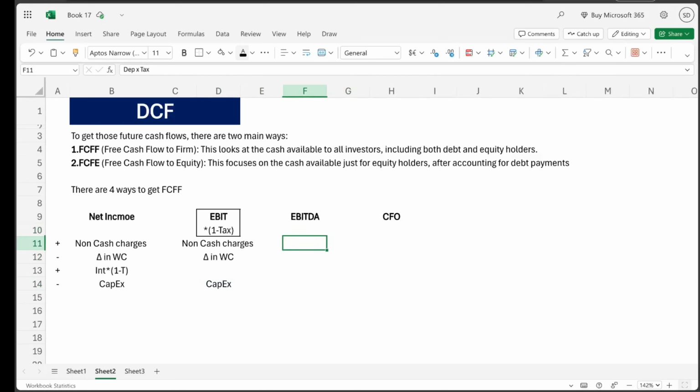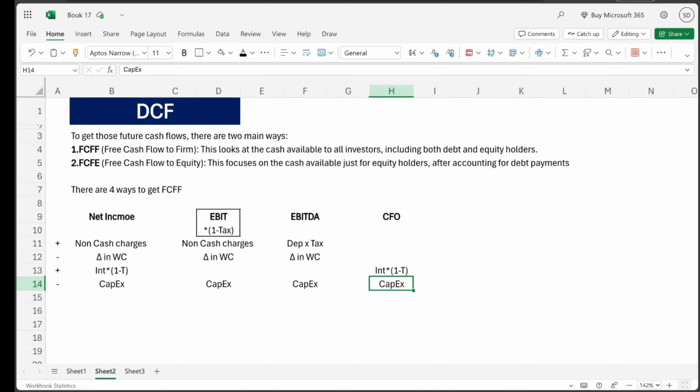From EBITDA we have to add depreciation into tax and the same drill, minus changes in working capital and capex. The only difference is this number, this depreciation into tax. And from CFO, this is one of the easiest ones. Just add interest into 1 minus T and subtract capex.